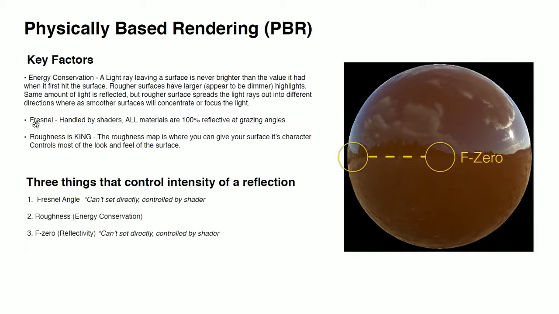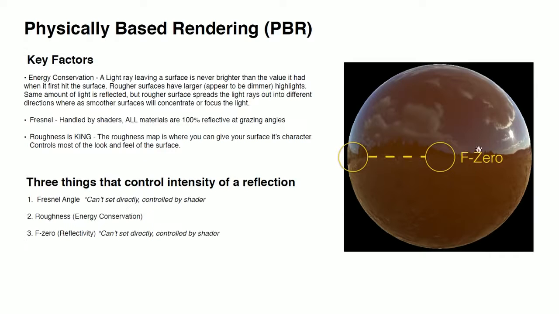The Fresnel is something that, as 3D artists, we've used numerous times, especially in things we've set up in our rendering, incident angle, stuff like that. But Fresnel takes a really key role in PBR, and the Fresnel is handled by the shaders. It basically gives us this state where all materials are 100% reflective at grazing angles. So anything is reflective, or basically all things are reflective.